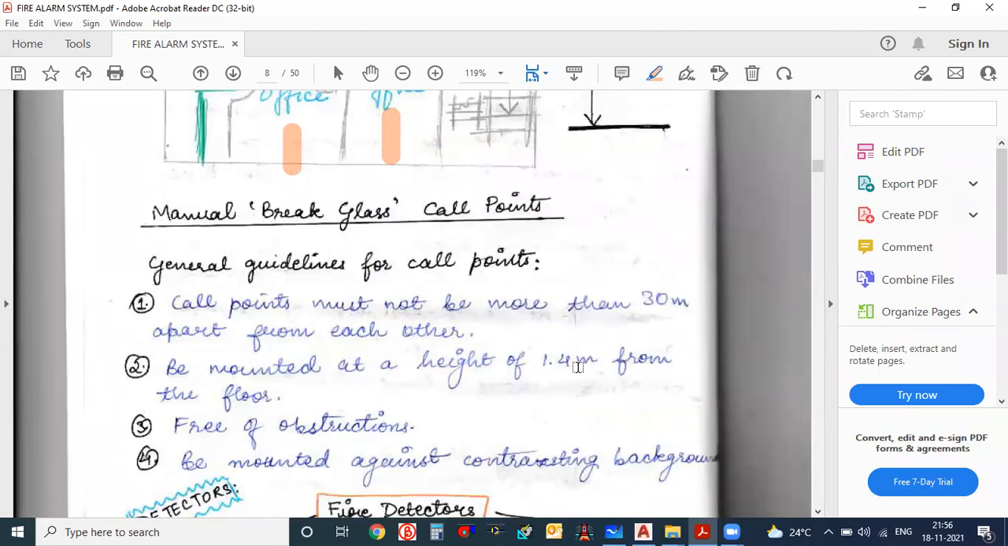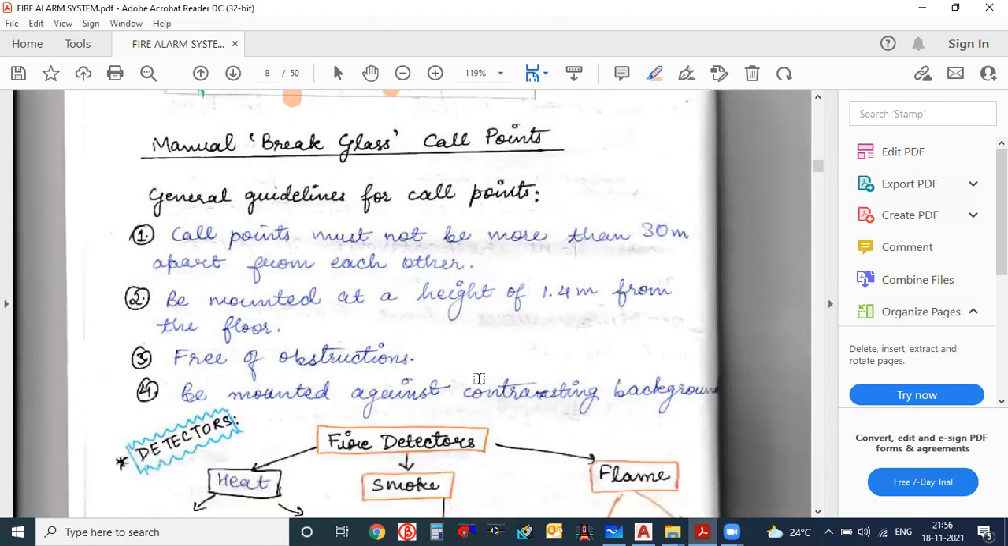Okay, here it is telling that maximum 1.4 meter it should be there. 1.4 means it is almost 5 feet is the maximum, but it's better to go 4 feet to 5 feet. Be mounted against contrasting background. That means if you have any contrast background, for example, the manual call point is red in color, and if your wall is like dark blue, dark purple color, no one can see that manual call point. So try to find any location where it can be visible clearly by everyone.